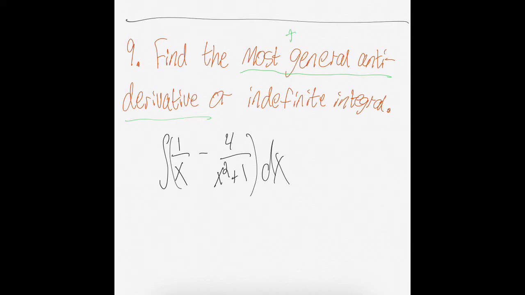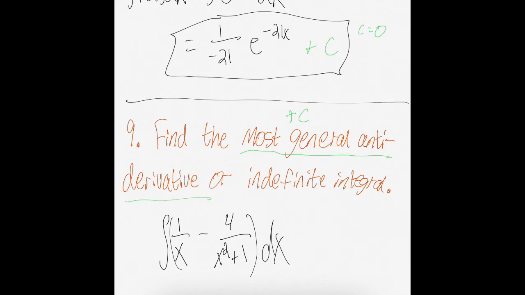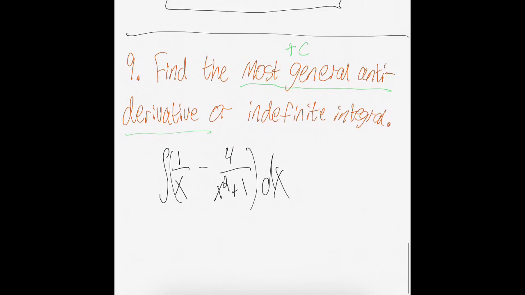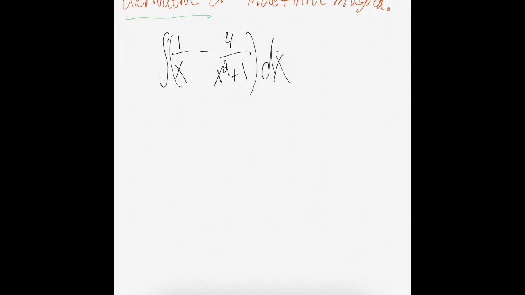In this case, the function which we're given is 1 over x minus 4 over x squared plus 1 dx. So the most general antiderivative, this means that we're just going to give a plus c at the end of our answer. We don't know what c is, so c can be anything, which is why we're going to put a plus c instead of, like we did in these other problems, just ignoring it. Here we're going to leave that plus c at the end. That is literally the only difference between what we've been doing and what we'll do in this problem.